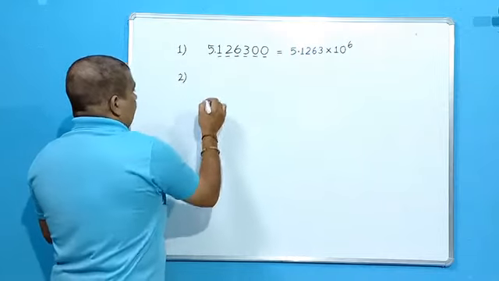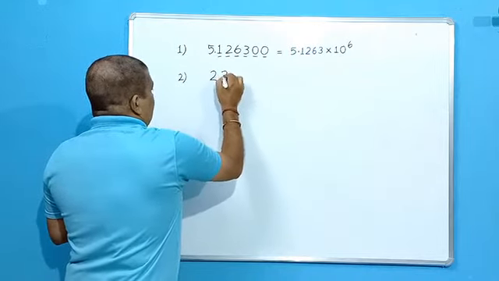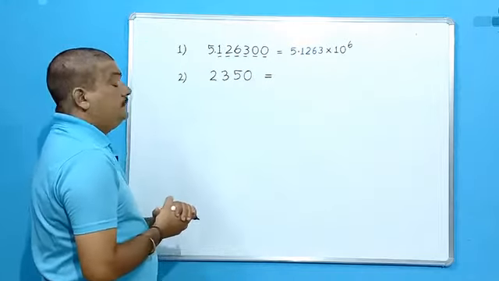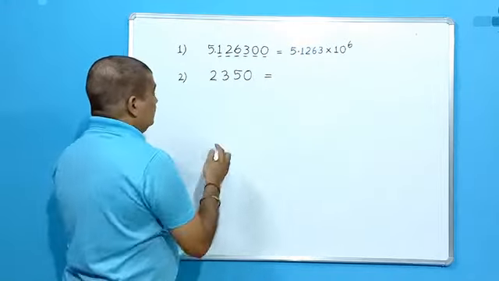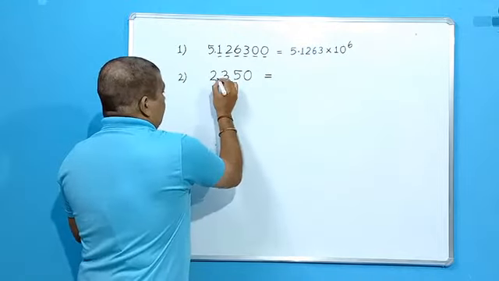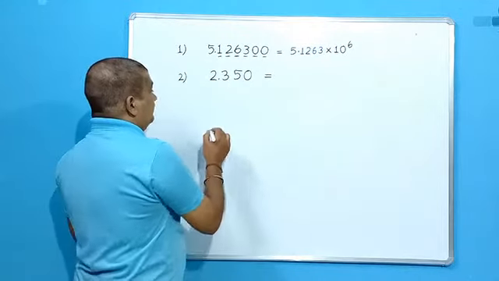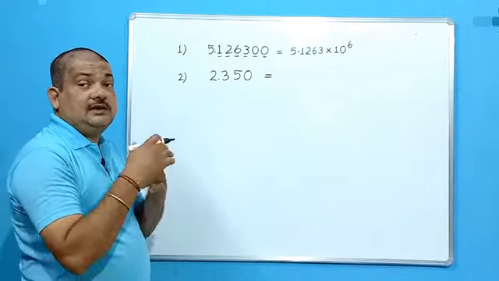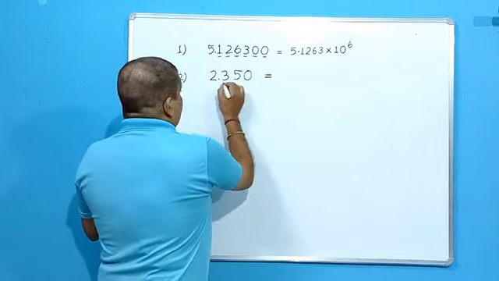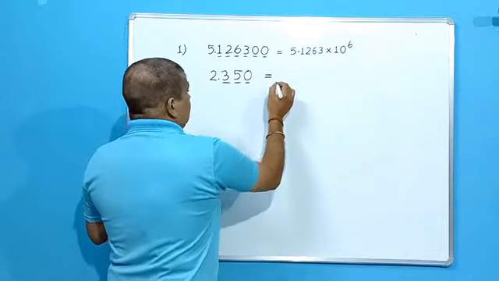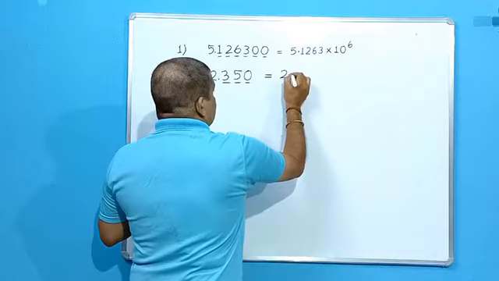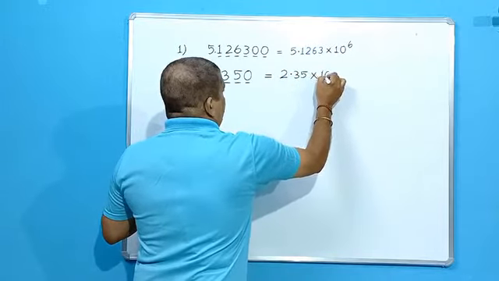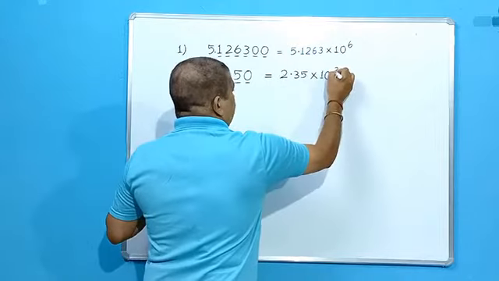Then let us say 2, 3, 5, 0. We have to write it in terms of scientific notation. So again, start from here. The decimal point has to be here. Okay. Because A will be less than 10 but greater than 1. So how many values do we have to move? 3 values. So it will be 2.35 into, the values we have moved, 10 to the power 3.